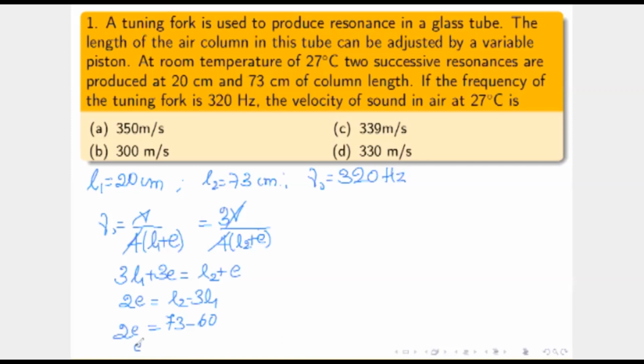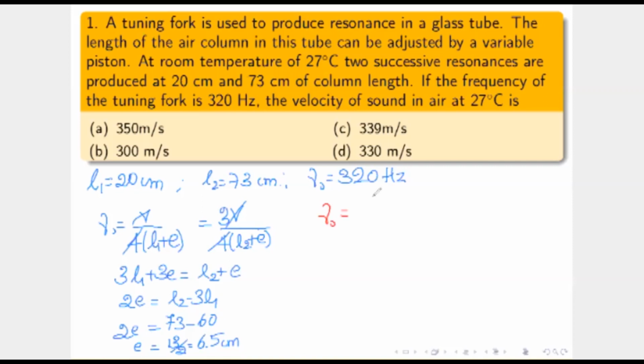We want the end correction. E equals 13 by 2, that is 6.5 centimeters. So we know the value of end correction. Now we can calculate the velocity of sound substituting this E value in any one of these two equations. Let me calculate the velocity of sound at that temperature 27 degrees Celsius. So I will make use of the equation corresponding to the first mode of vibration.